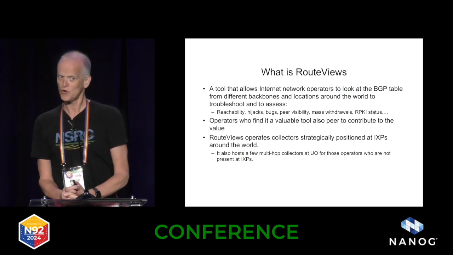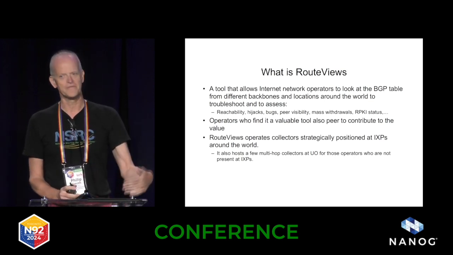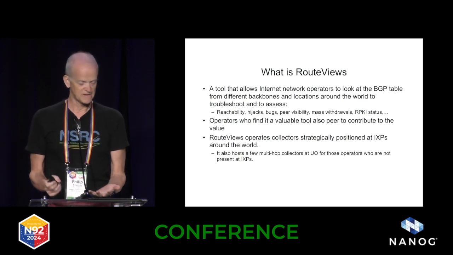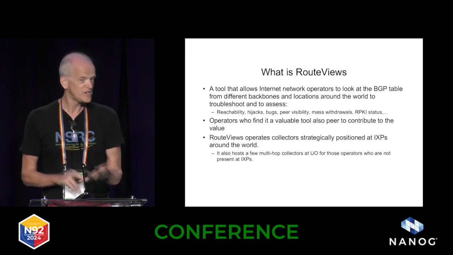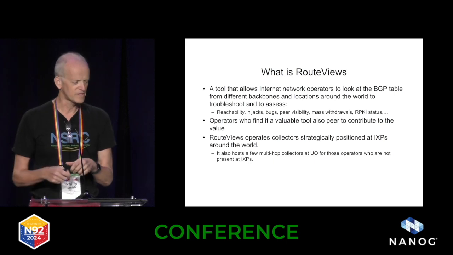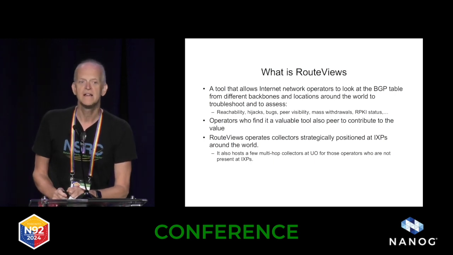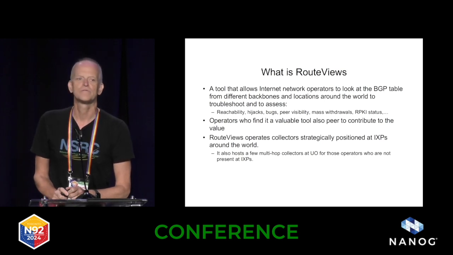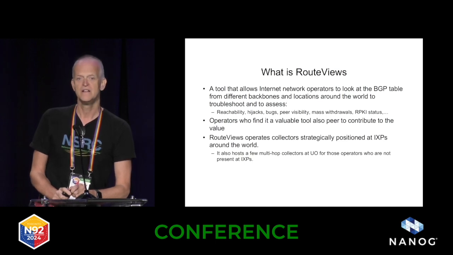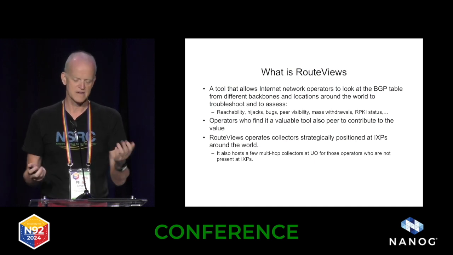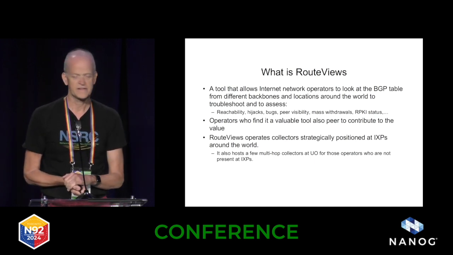And of course, as I hope you all know, the BGP table is different every single place you look at it. So it gives folks the ability to look at reachability, hijacks, bugs in BGP, which was always my fun thing, peer visibility, mass withdrawals, RPKI status we've added more recently. So we have a couple of validators now that all the collectors talk to. So you can simply jump onto the collector and find out validation state for your prefixes, or validation or otherwise.